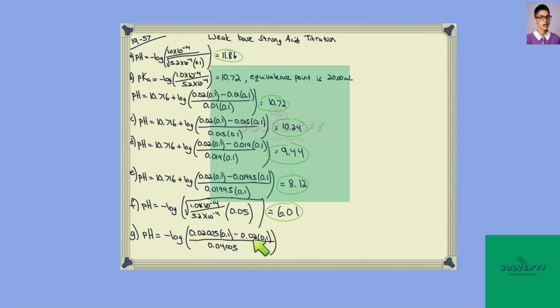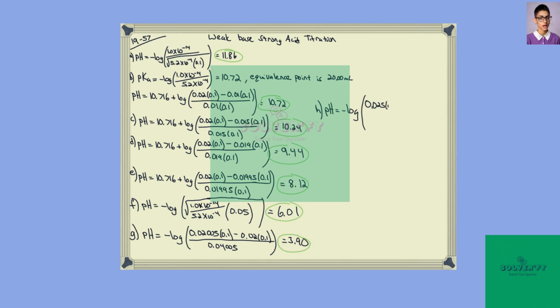which will be equal to the moles of weak base we started with at 20 milliliters, 0.1 molar. And then we divide by our new volume. 20 milliliters plus the 20.05 milliliters is 40.05 milliliters, or 0.04005 liters. This then gives us our excess hydronium concentration. We take the negative log of that to get our pH at 3.90.